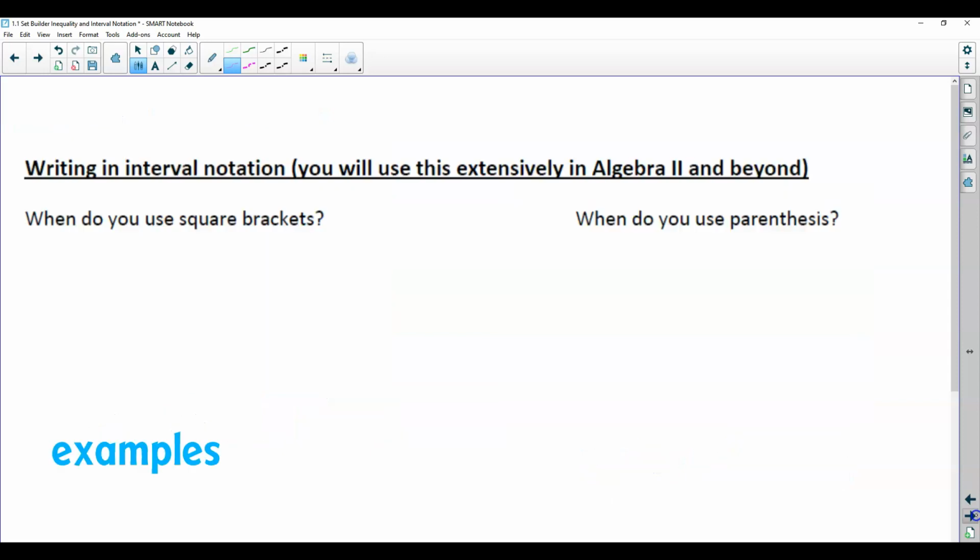All right, so let's go ahead and talk about what we did in words. So when do you use brackets on interval notation? When it's a closed circle. When it's a closed circle, let's write that.